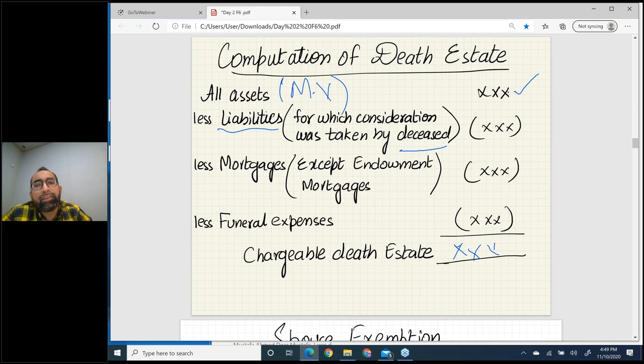Sometimes, listen, this death estate working is given ready-made, and sometimes you have to calculate it. But whenever it comes, it's easy marks.